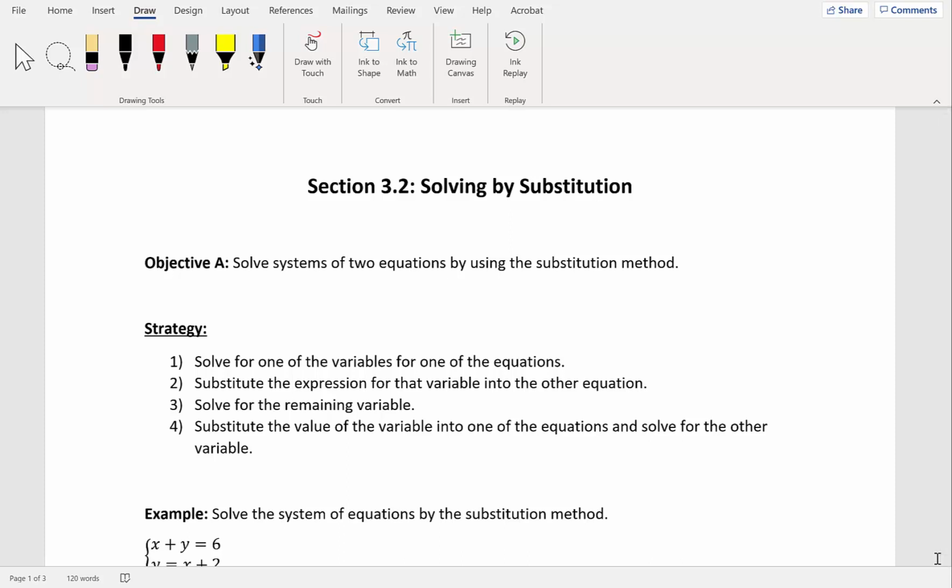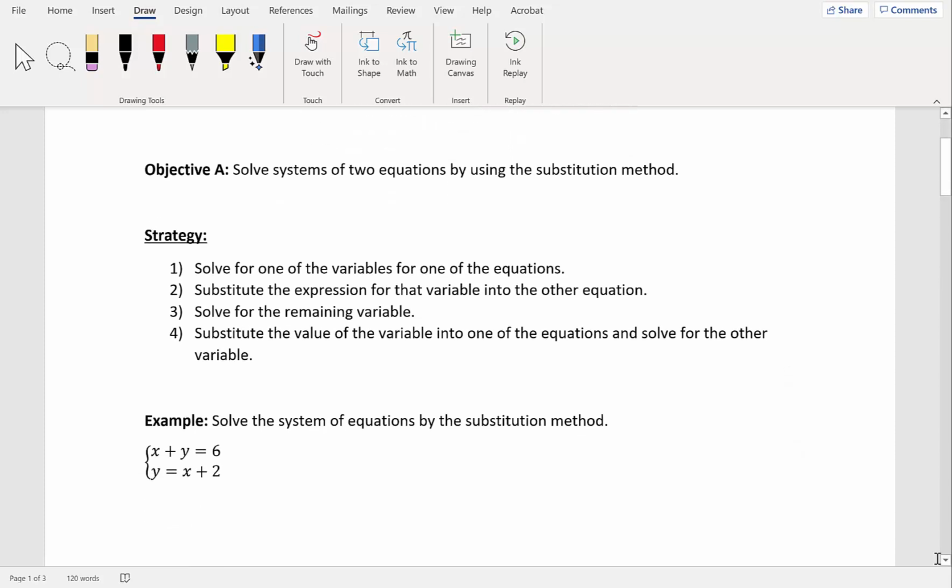Now, the strategy for this method is, first, you're going to solve for one of the variables for one of the equations. Then you're going to substitute the expression for that variable into the other equation. Now with step 3, you're only going to have one variable in that equation, and you're going to solve for that variable. Step 4, you're going to substitute the value of the variable into one of the equations and solve for the other variable. So that way you have your x and your y.